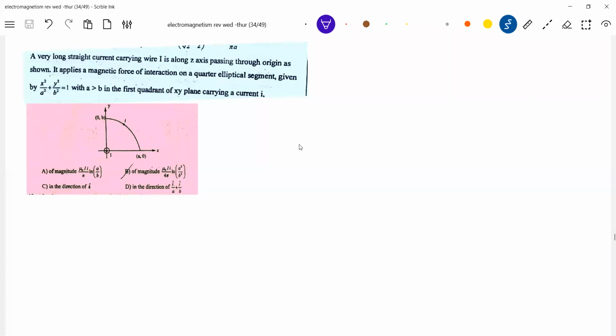I'll proceed like this. It may appear to be a quarter circle, but it's not. It's a part of an ellipse, 1/4 of the elliptical curve. So this is the current carrying wire. Yeah, this is that wire. A greater than B.